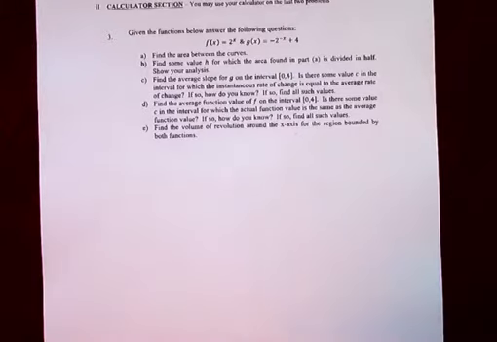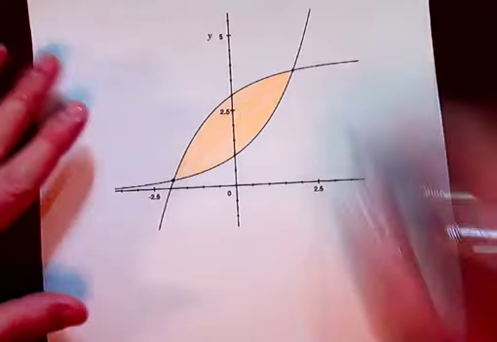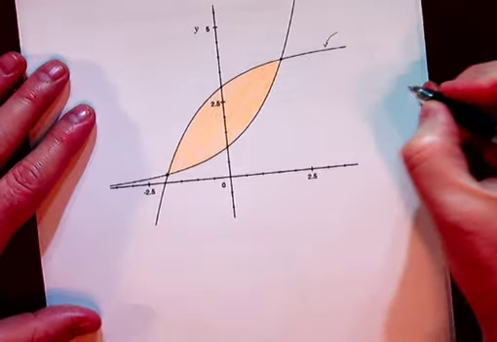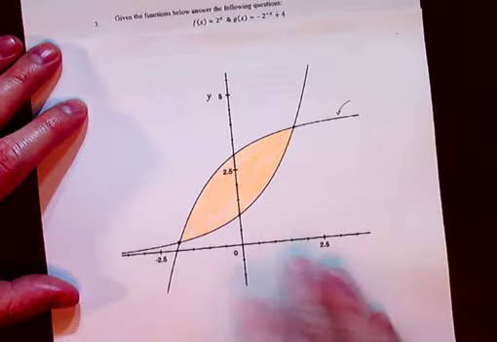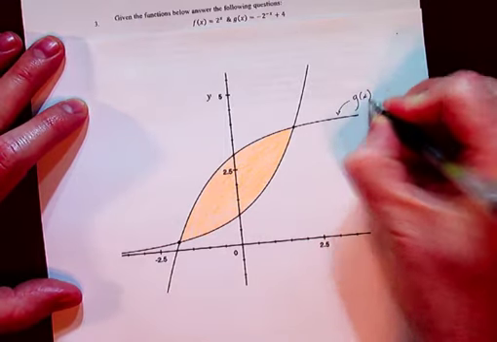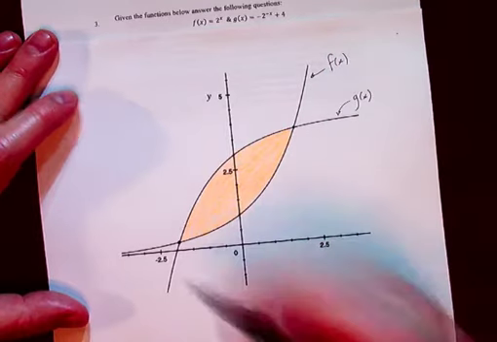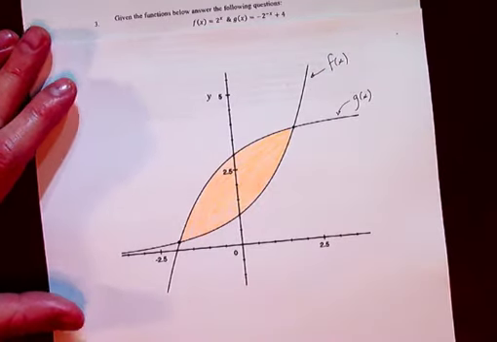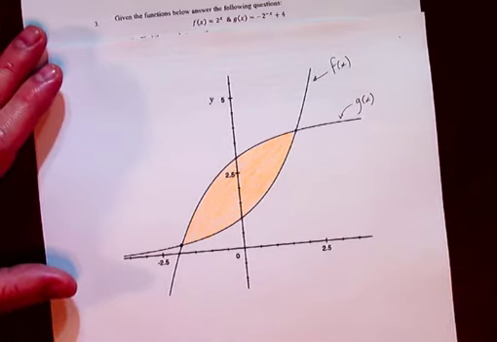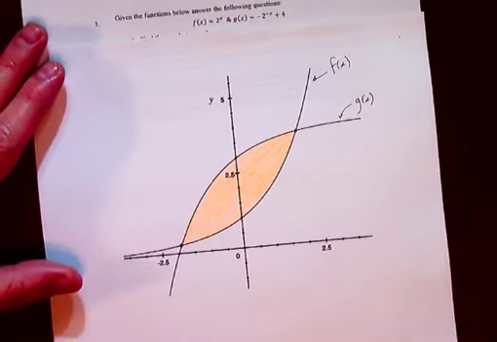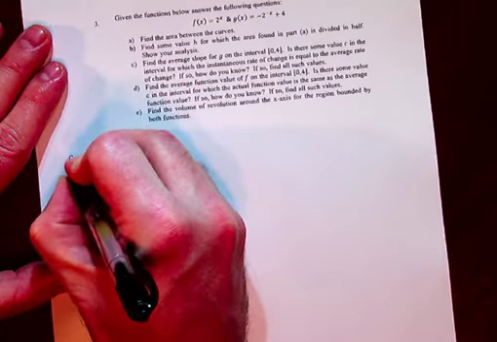Now remember that from the graph we notice that this right here is the transformed one. It is g of x. This right here is f of x. And notice that g is on top, so we need our integrand to be g minus f. Now the area between the curves is going to go from A to B, according to how I've defined them in my calculator.